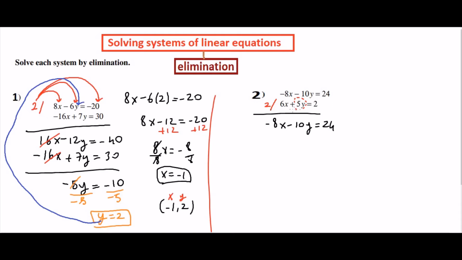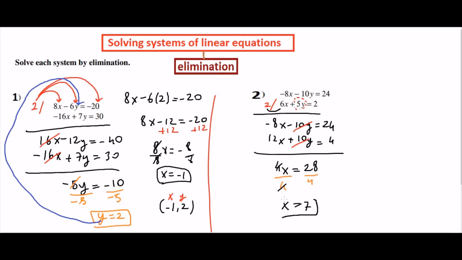And I'm expanding the second equation by 2. 2 times 6x is 12x, 2 times 5y is 10y, and 2 times 2 is 4. Now I'm going to add them up, so the y values cancel each other. Negative 8x plus 12x is 4x, and 24 plus 4 is 28. Now I need to solve for x, so I divide both sides by 4. So x will be equal to 28 divided by 4, which is 7.